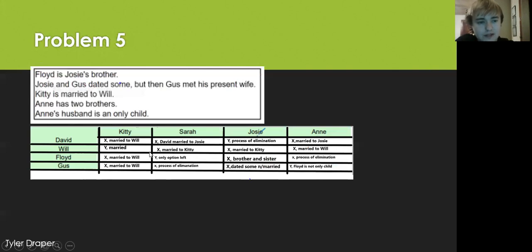we know that it says that Kitty is married to Will. We determined that Josie had to be married to David after we marked out all her 3 other options. And then Floyd has to be married to Sarah because those are our only options left. So in this process, we're going to make a table, and you're just clearing them out one step at a time, as I just did. And that was problem 5. Good job.